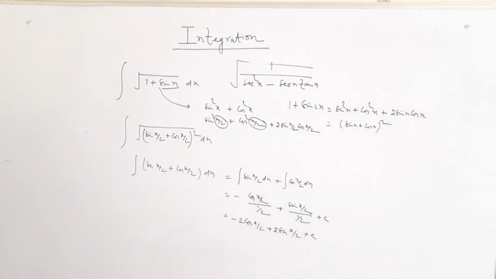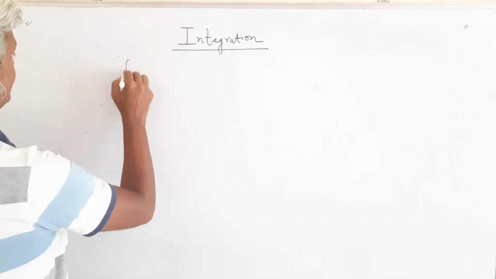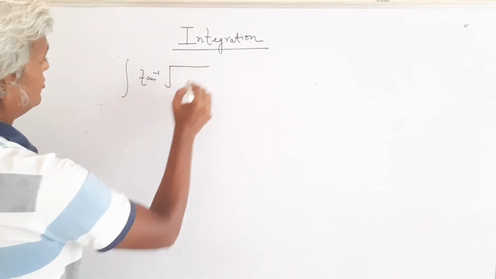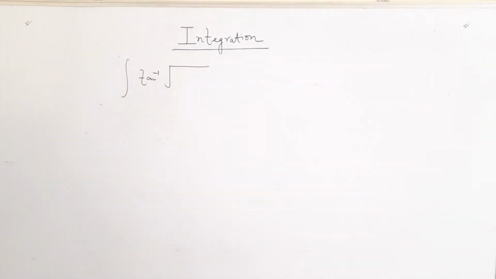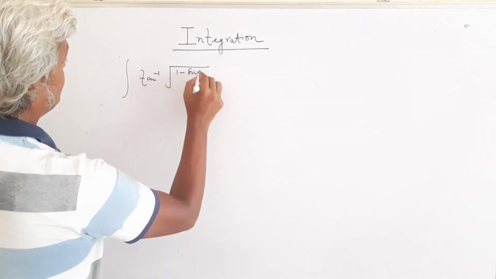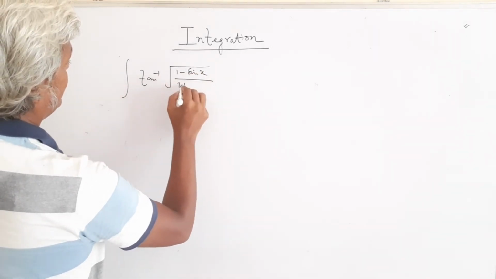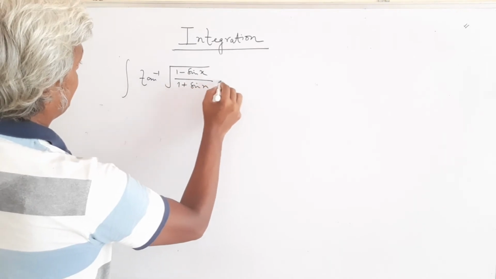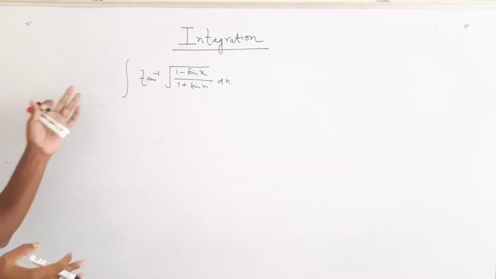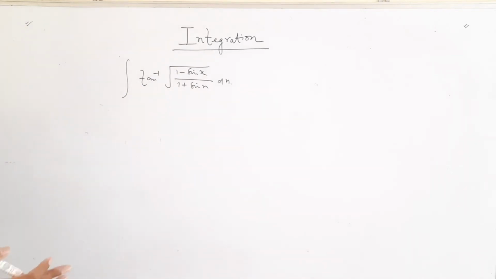Now I'll clear the screen and take another form. Now I have another form which goes like this: integration of tan inverse under root 1 minus sine x over 1 plus sine x dx. And you know that there is no direct formula for tan inverse right now. You don't have any formulas where you can find the integration of tan inverse of something. Then what can you do?